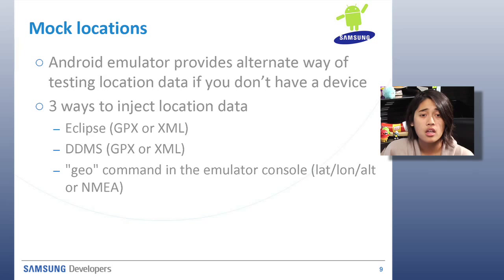Eclipse will take a GPX or an XML file. DDMS is the second way. It will also take a GPX or XML file. And then finally, you can also use the geo command in the emulator command console. And that takes a single location. So it'll take a latitude, longitude, and an altitude coordinate, or it'll take an NMEA sentence.